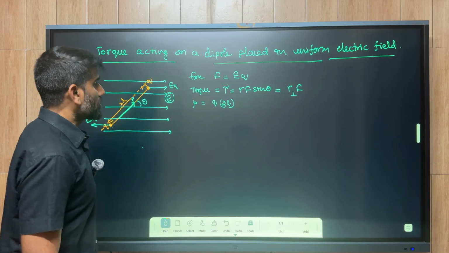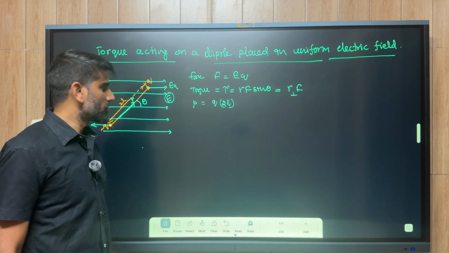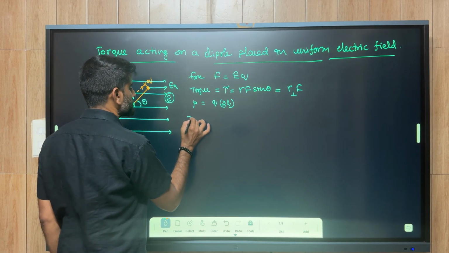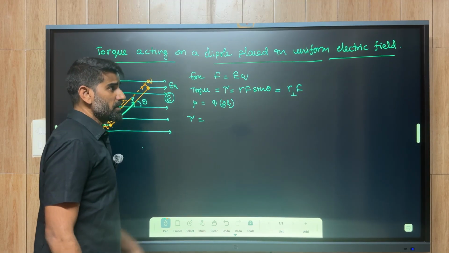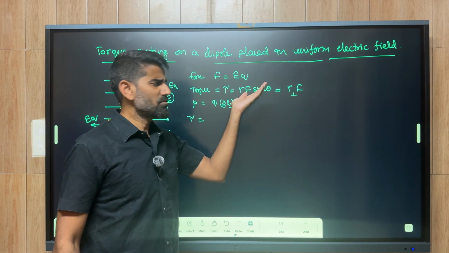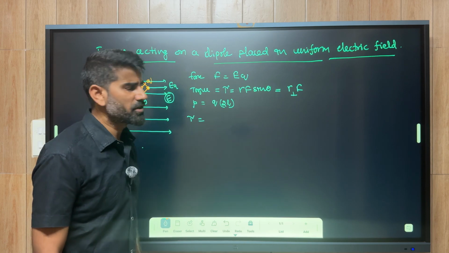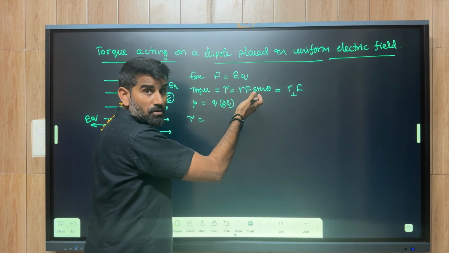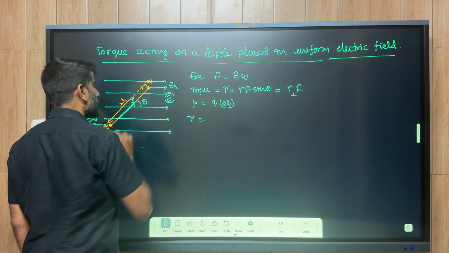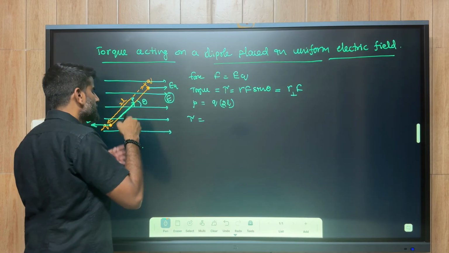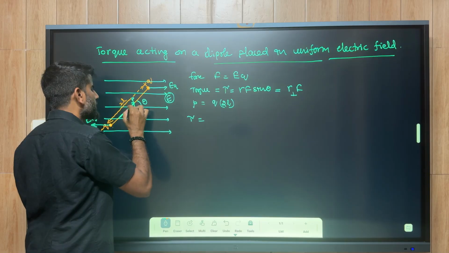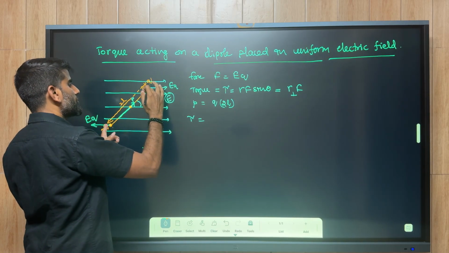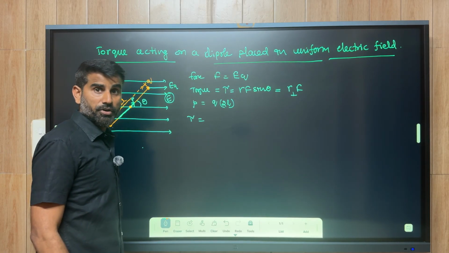Now let us find the torque. As we all know, torque is R perpendicular into F, or RF sin theta. You can use any of the two. I'm using this one. You can use this one as well. Now what is R? Where is the axis of rotation? It is here only, right? The axis of rotation is exactly at the middle of the dipole.